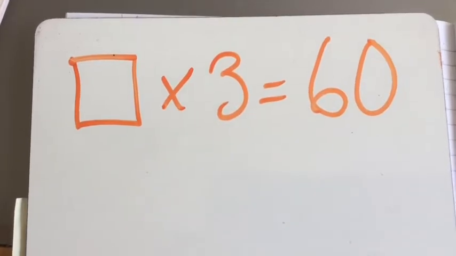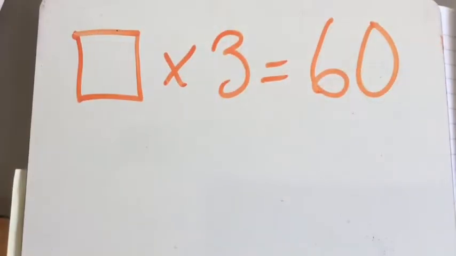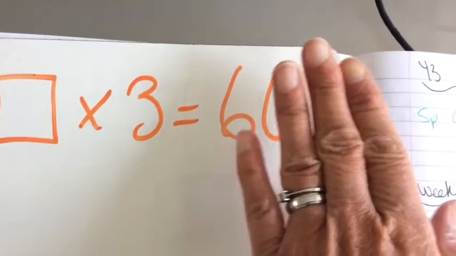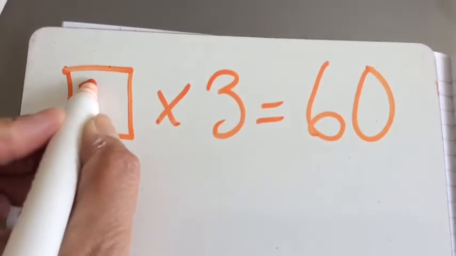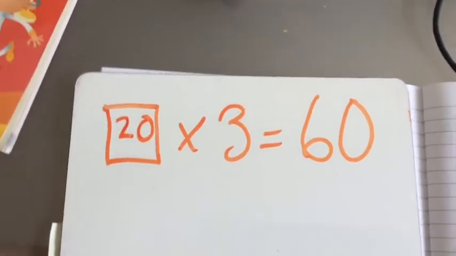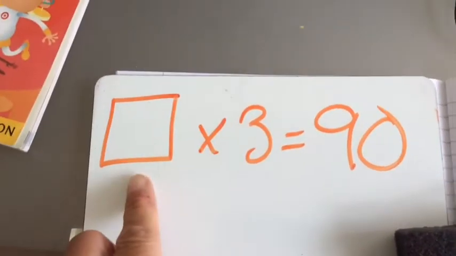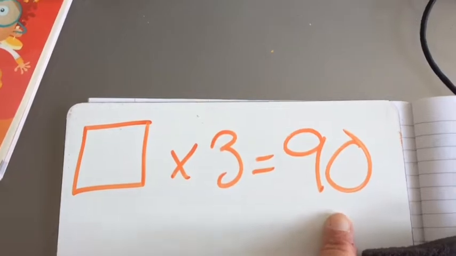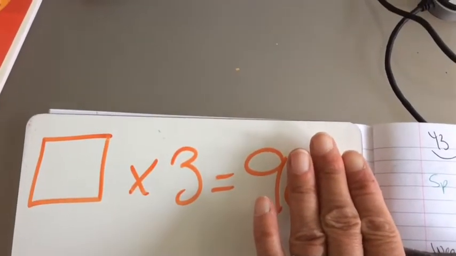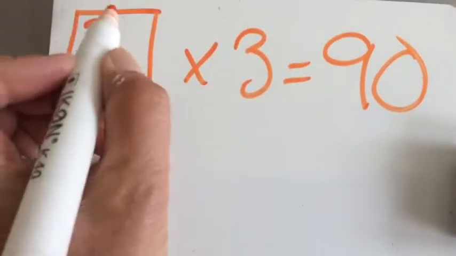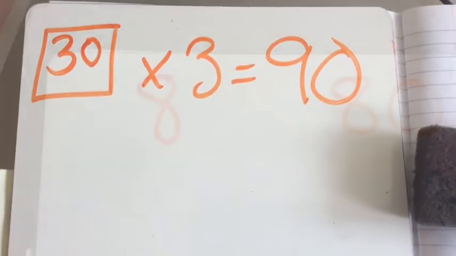Moving on a bit now, how could you work this out? You need to know how many 3s there are in 60. I would do how many 3s are there in 6. Hopefully you know that's 2, so there must be 20 3s in 60. Think about this one now then. How many 3s make 90? Think, think, think. 3 3s make 9. So 30 times 3 must be 90.